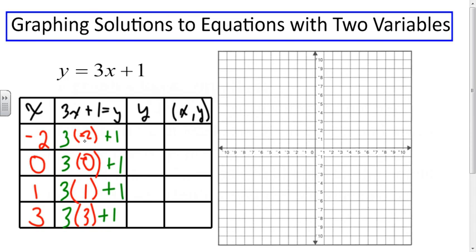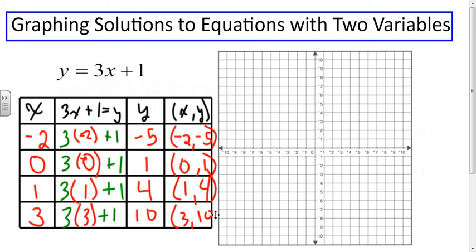So 3 times -2 is -6. -6 plus 1, -5. So my ordered pair is -2, -5. 3 times 0 is 0. 0 plus 1 is 1. So my ordered pair is 0, 1. 3 times 1 is 3. Plus 1 is 4. So now I have 1, 4 as an ordered pair. And 3 times 3 is 9. Plus 1, 10. So I have 3, 10 as an ordered pair.